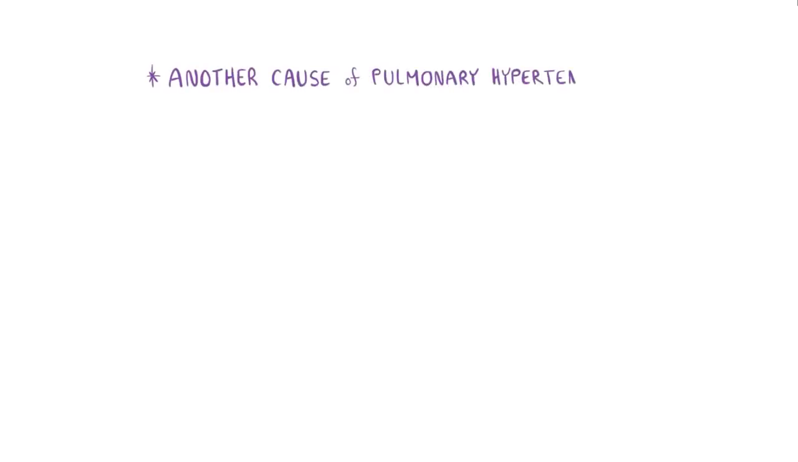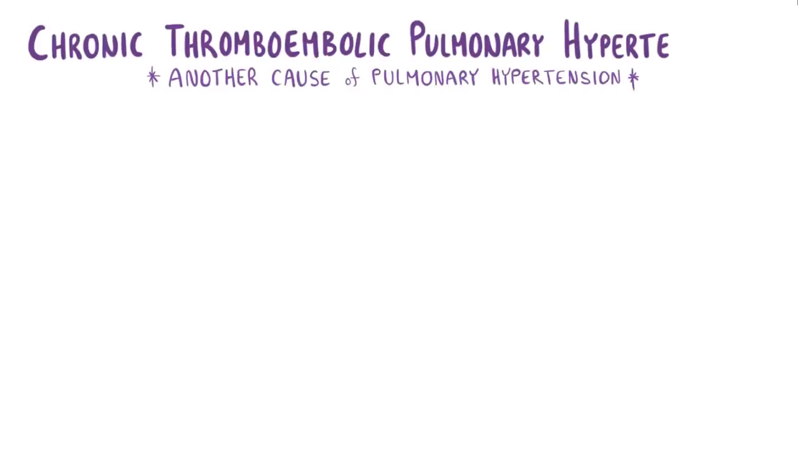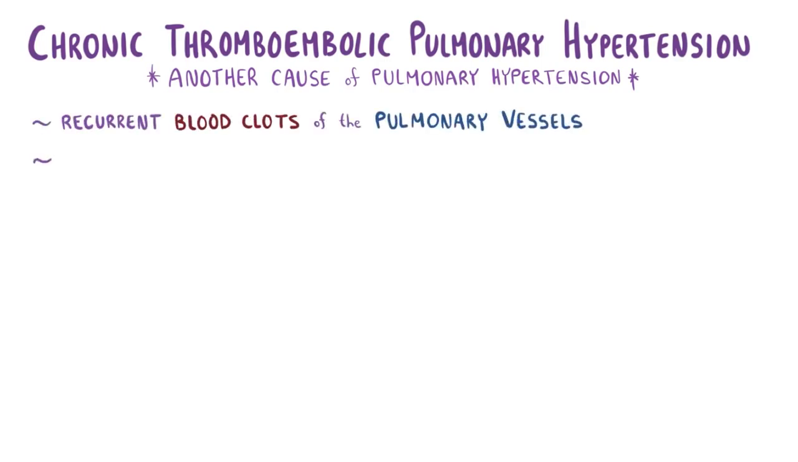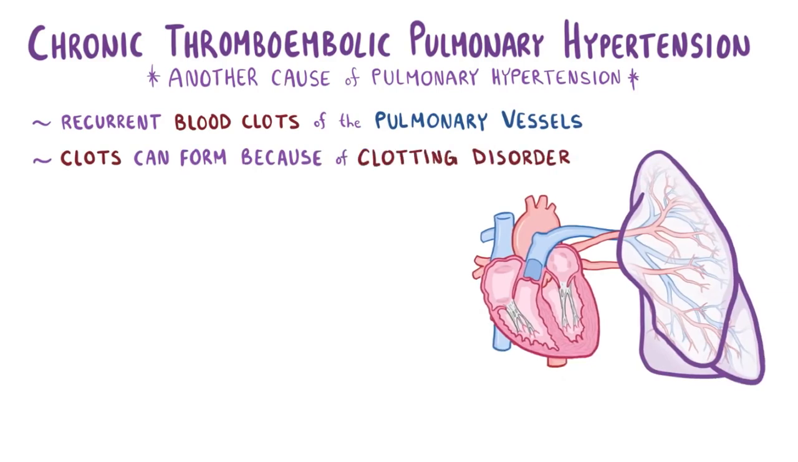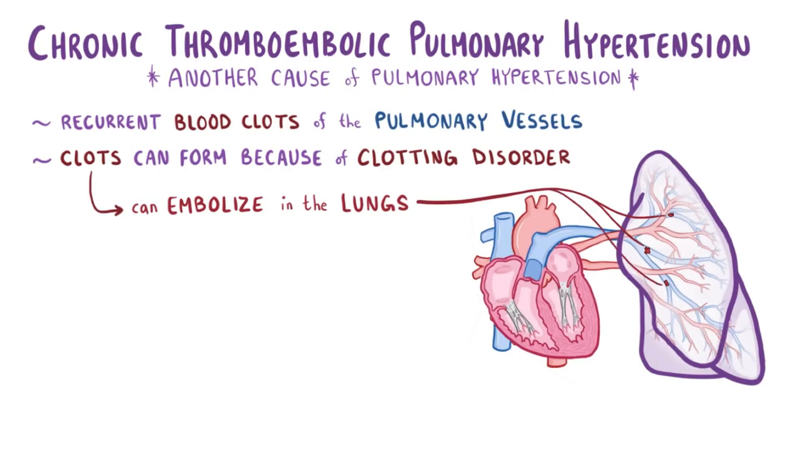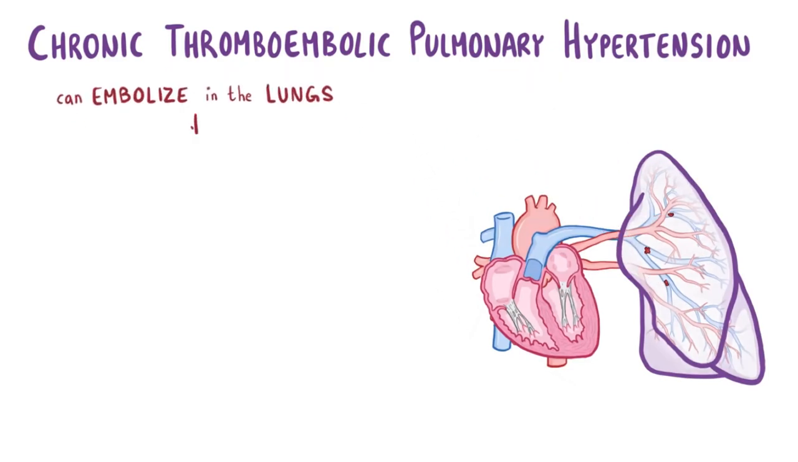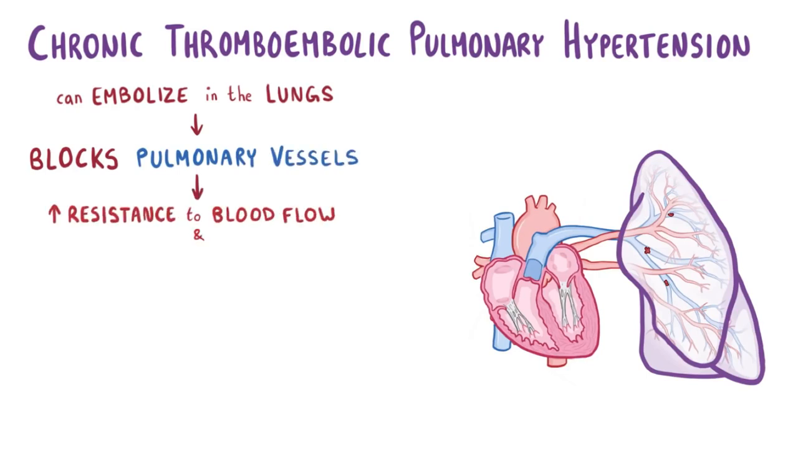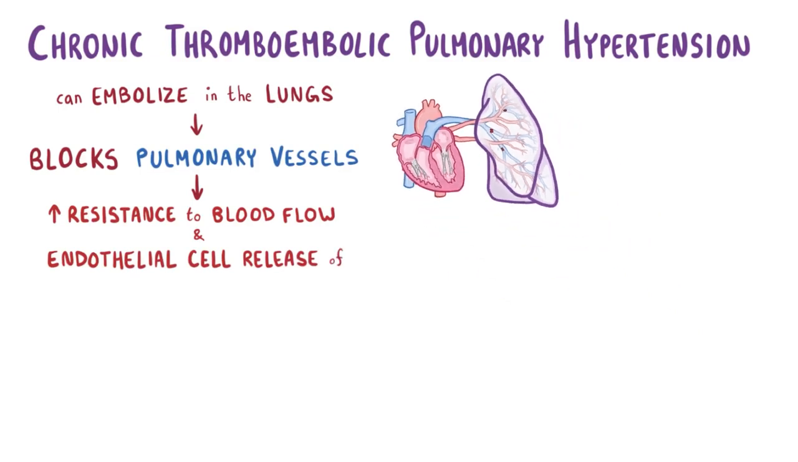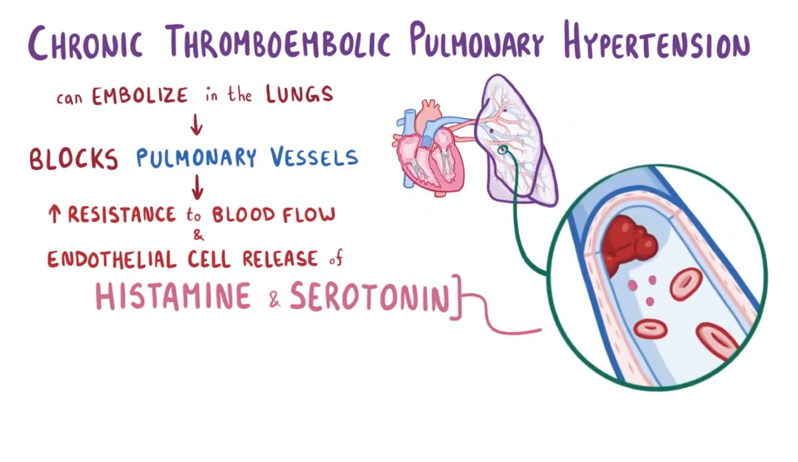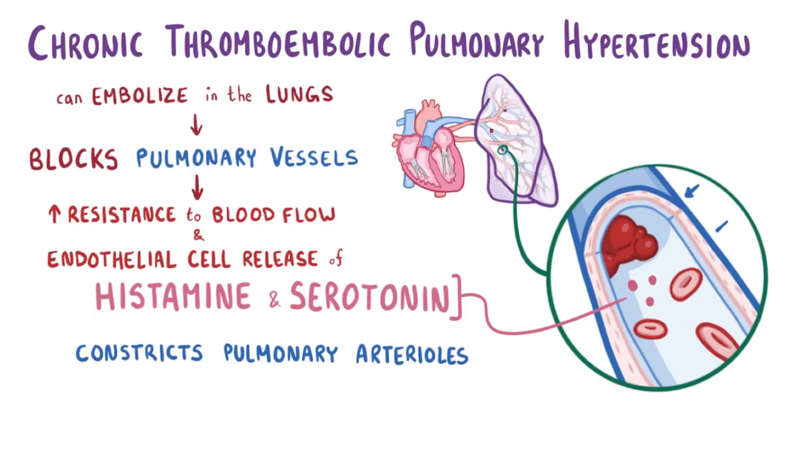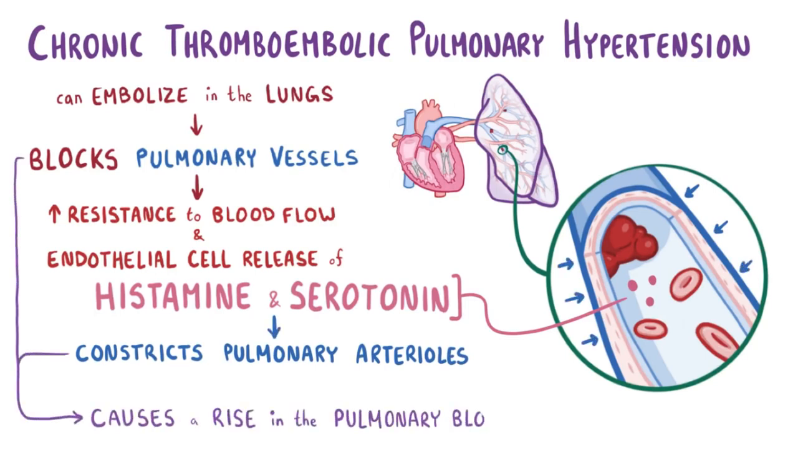Another cause of pulmonary hypertension is chronic thromboembolic pulmonary hypertension, which is when there are recurrent blood clots in the pulmonary vessels. The clots can form because of an underlying clotting disorder and can embolize or travel to the lungs. The clots can block pulmonary vessels, which increases the resistance to blood flow, and they can also cause endothelial cells in the vessels to release histamine and serotonin, which constricts the pulmonary arterioles. Together, the blockage and the narrowing of the blood vessels causes a rise in the pulmonary blood pressure.